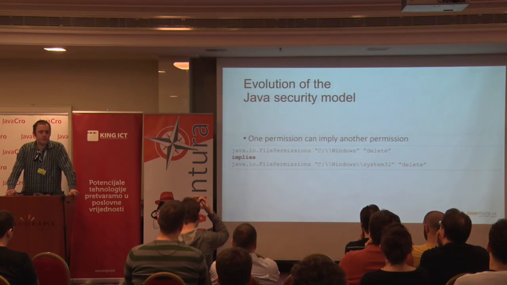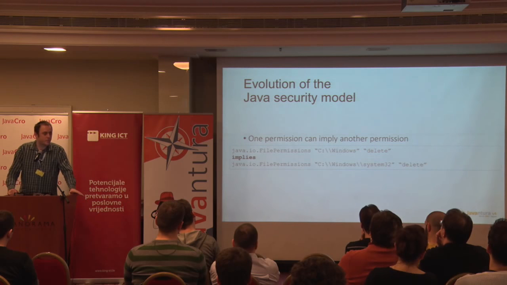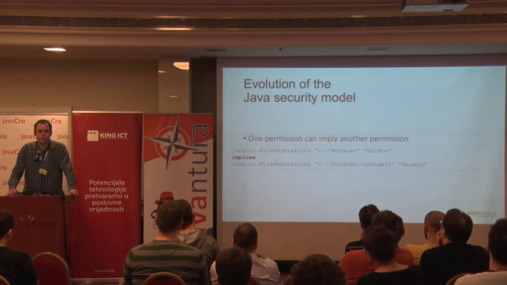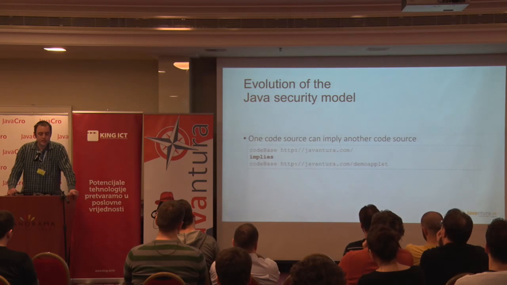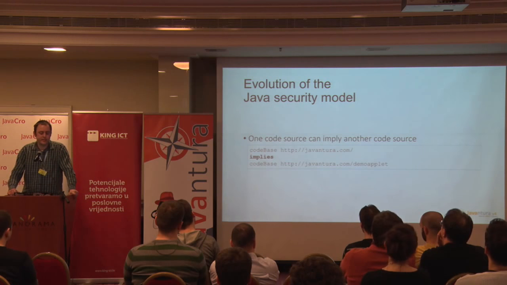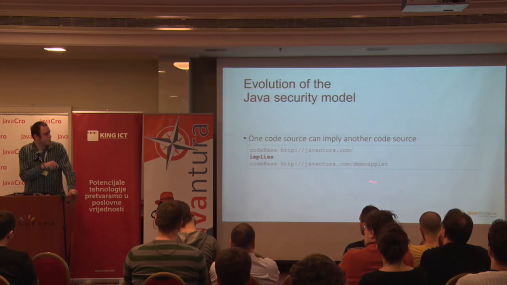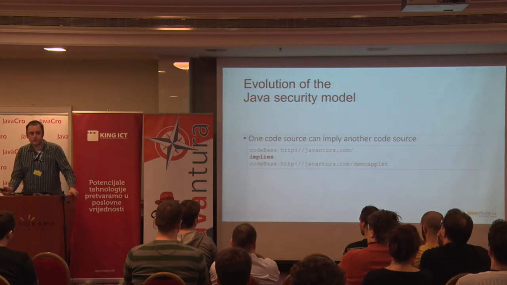Now, one specific thing about Java permissions is that one permission can imply another permission. For example, if I specify that I'm able to delete the C Windows folder, this also implies that I can delete the C Windows System32 folder. So this is one important property of permissions. Another important property is that codebases also imply each other. For example, if I specify that I apply those permissions to everything that's loaded from javantura.com, this automatically means that the same set of permissions applies to everything that is loaded from javantura.com/demo applet. This is another important property of permissions.